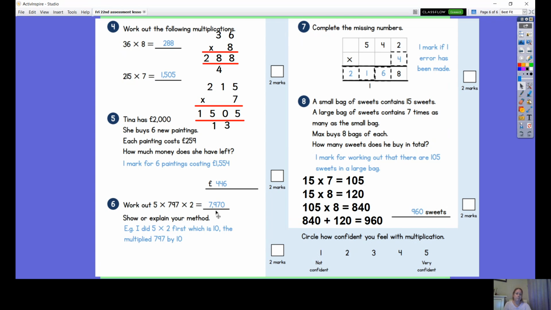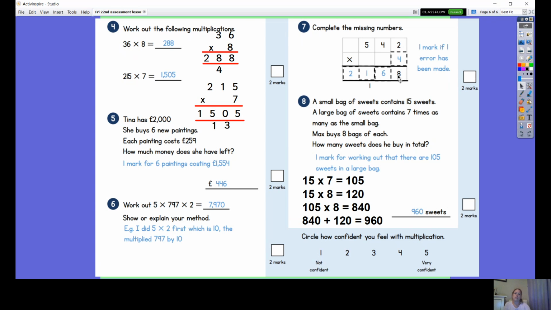Then down here, the most straightforward way to do this would have been to do 5 times 2, which is 10, and then just done 797 times 10. That's a nice easy sum to do. You could have done it in any way you wanted, though, as long as you ended up with the answer 7,970.